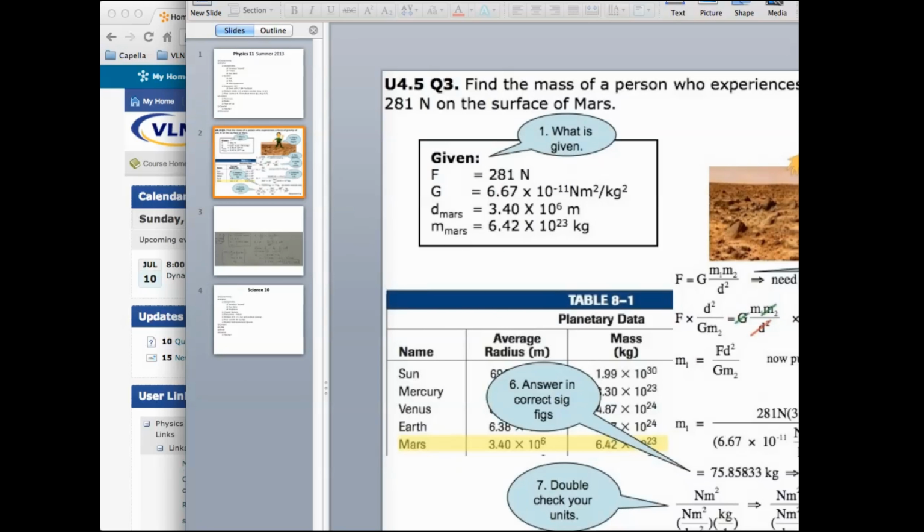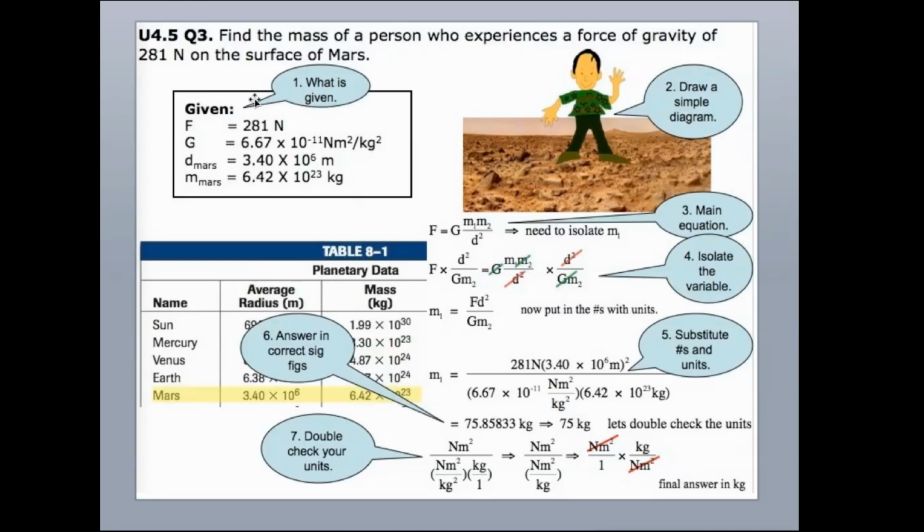So actually, let's go right here. Big thing. For each one of the questions for the assignment, and I'm going to be looking for this on the first midterm, you need to do a given box. You can see this is typed, but I don't want your work typed up. I want you to do a simple drawing. What is the main equation? So step 3, isolate the variable. In this one, what are we looking for here? The force of gravity? Or no, the mass. We're looking for the mass. So we've got to isolate this m1. So that's what we've done there.